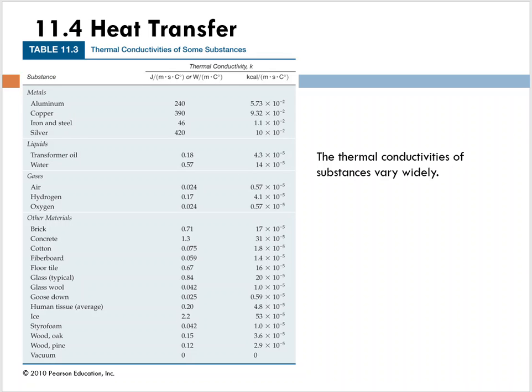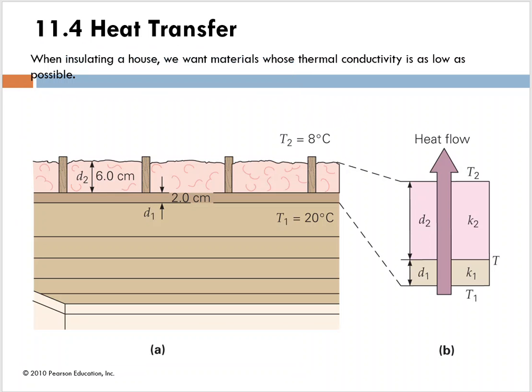On here, this is an example of lots of thermal conductivities, the K, of several materials that we'll use from time to time. You don't have to write these all down, but make sure you know where this is, because in your homework you're going to need it from time to time. When insulating a house, we want materials whose thermal conductivity is as low as possible.